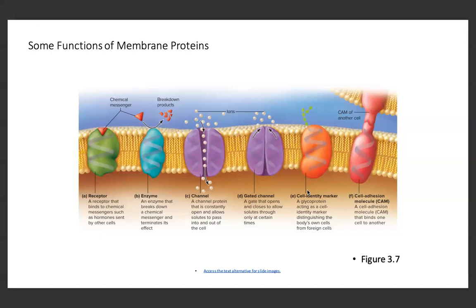Another transmembrane protein I'm going to bring to your attention is one that's represented in light blue. This is an enzyme. We've talked about enzymes already. An enzyme is a catalyst, meaning it speeds up the rate of reaction by decreasing the activation energy. So an enzyme will speed up the chemical reaction rate.